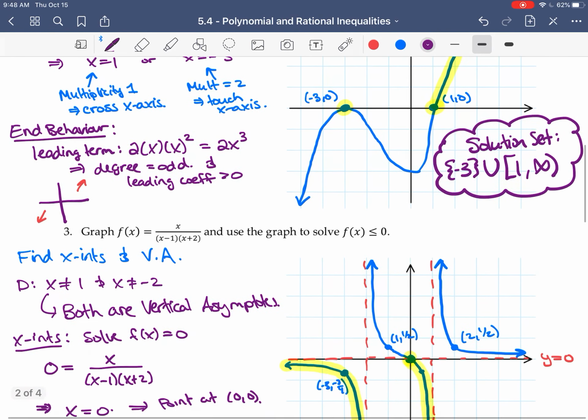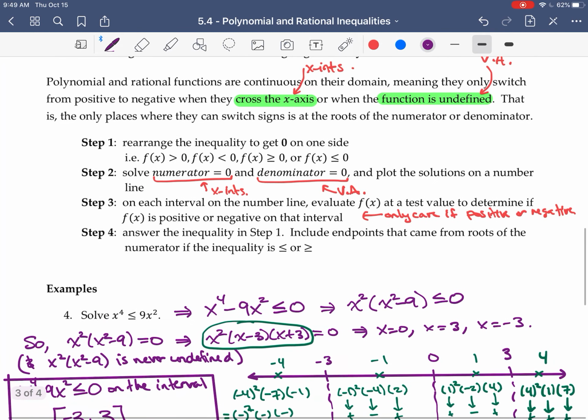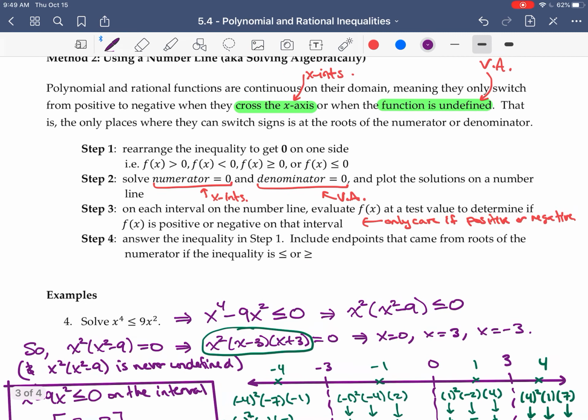For the next ones, we're actually going to not do the graph, and we're just going to look at where the function can switch from positive to negative. Just to remind you, this can happen at the x-intercepts or the vertical asymptotes. When you've simplified your rational or polynomial function, you want to find the places where the numerator is 0 and where the denominator is 0. Because the numerator being 0 is where the x-intercepts happen, and the denominator being 0 is where the vertical asymptotes happen. And those are the places where it can switch.